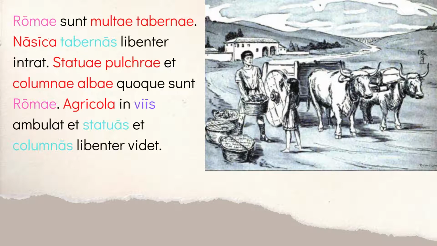Then we continue with Agricola in viis ambulat et statuas et columnas libenter videt. So Agricola, the farmer, right, Nasica, the farmer, ambulat in viis, he walks in the streets, right? It's ablative plural because it's just showing that he's in the streets, he's walking along, having a good time, right? Nothing crazy. So it's not showing any real motion here. It's more showing the position of being in the streets, right? More than going out of or away from something.